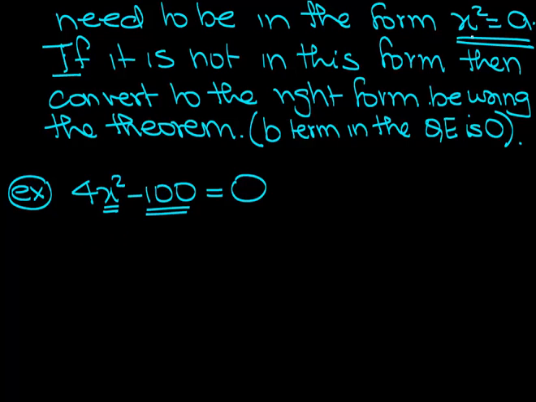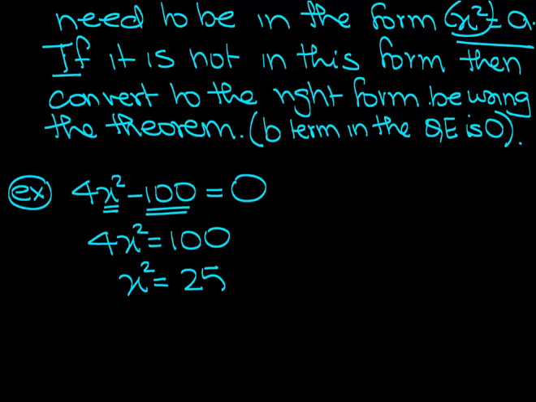So the first thing I want to do is get it in this form where you have the variable squared by itself and everything else on the other side. So I'm going to get 4x squared is equal to 100. Move the 100 over, divide both sides by 4. So you get 25. Now I can use the square root theorem that tells me what x must be: plus or minus square root of 25. I take square roots on both sides in essence. So I get x is equal to plus or minus 5. That's how we use the square root theorem.